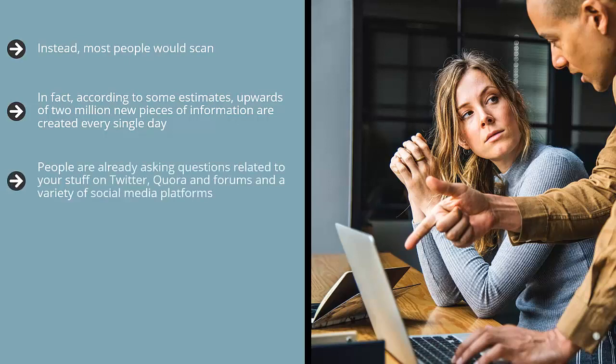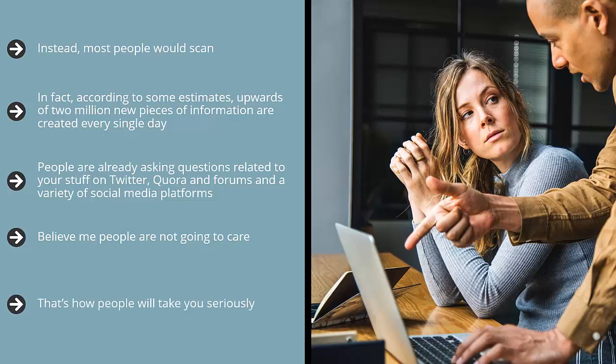How? People are already asking questions related to your stuff on Twitter, Quora, and forums, and a variety of social media platforms. Your job is to find those places and slip your content into existing discussions. In other words, if you are in a forum, it's probably not good for you to create a specific discussion about what you're promoting. Believe me, people are not going to care. However, people will care when somebody already asked a question and then other people are giving their answers, and then you come in and come up with a much better answer and then supply a stripped-down version of your content, and then you end with your link as some sort of source. That's how people will take you seriously.